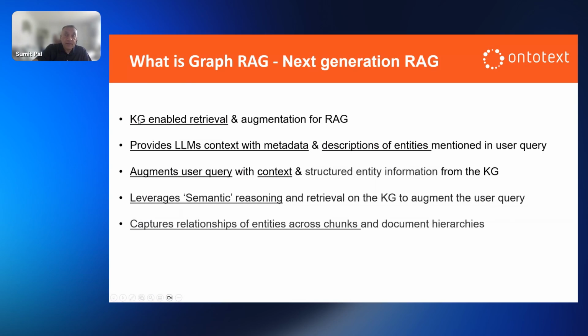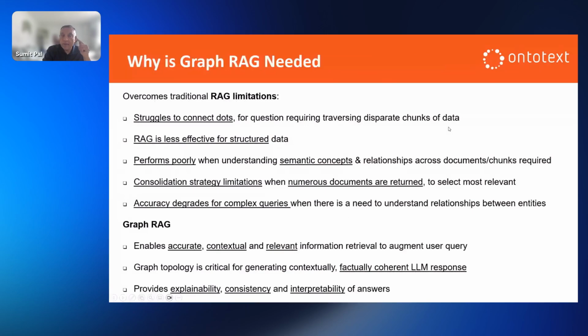What a knowledge graph provides with RAG is that it captures the relationships of entities across these chunks. Now, why do we need graph RAG? We need graph RAG because plain RAG based on vector databases runs into a lot of limitations. It struggles to connect the pieces together, especially when in plain RAG you chunk your data. And if your answer cannot be found in one chunk, it causes problems related to accuracy.